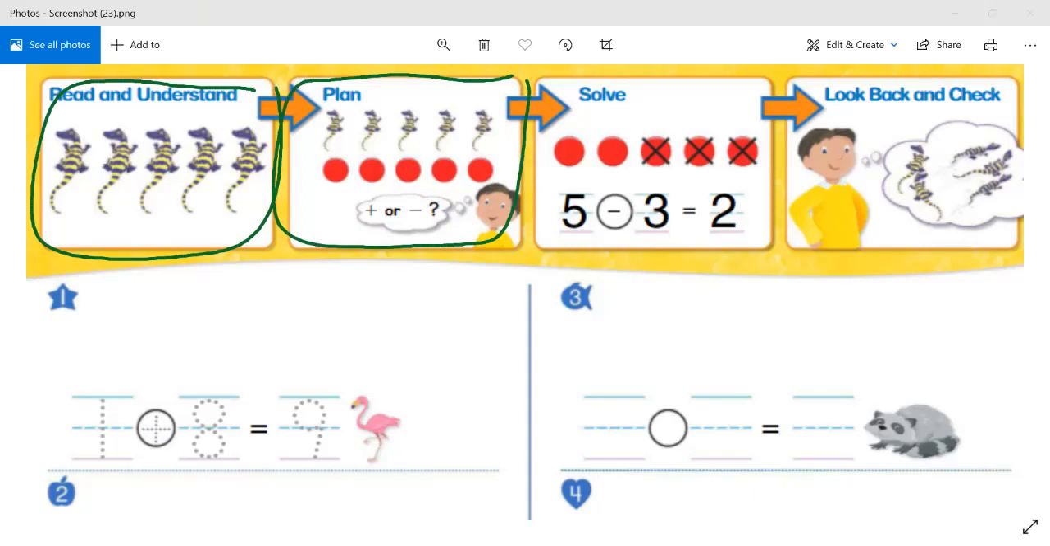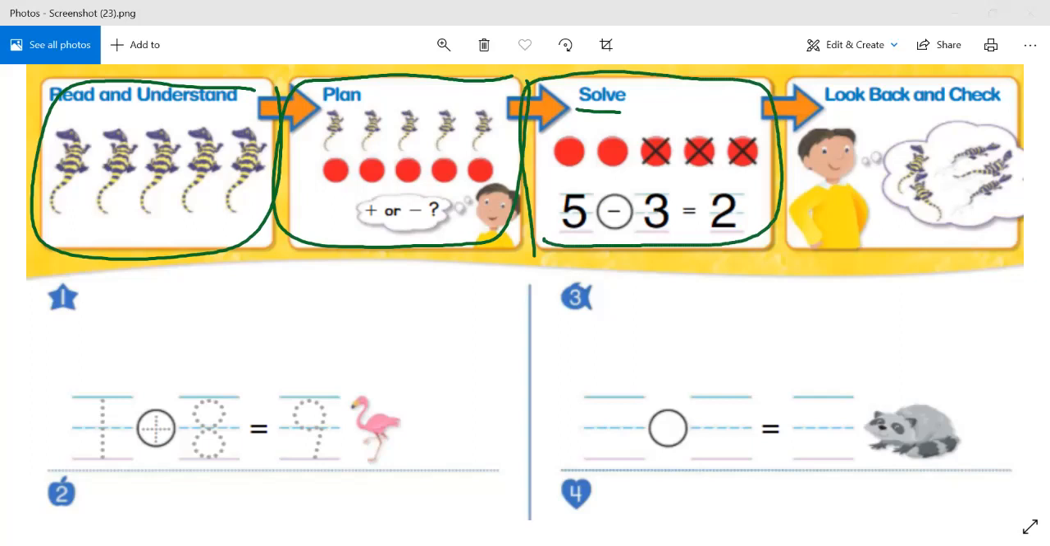Now, we listen to the story and use counters to choose whether to add or subtract. So why are there 5 counters? Because there are 5 alligators. Let's look over here. It says solve. How can you use the counters to solve this problem?